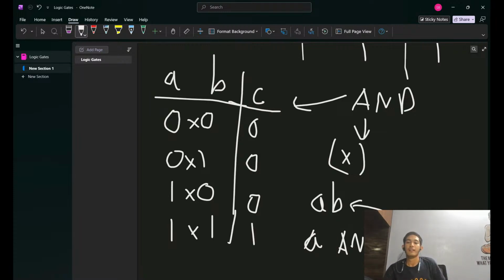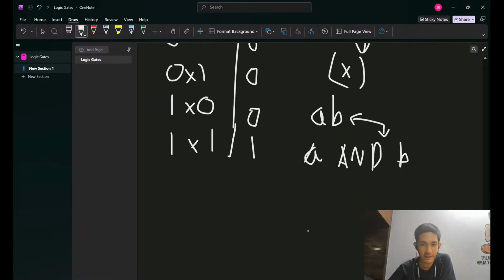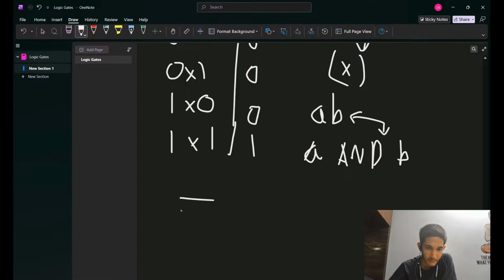Now, there's also a technical third way of writing. There's the first, the Boolean algebra way, or just multiplying the numbers. There's the writing form, or English form as I like to call it. There's also a third form, the symbol form. The symbol for AND is something like this.